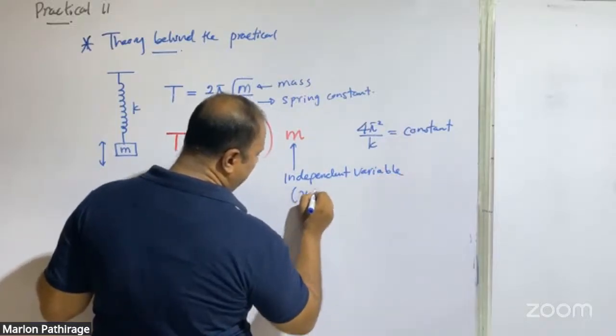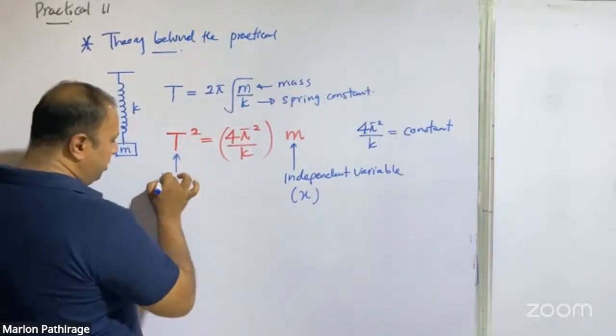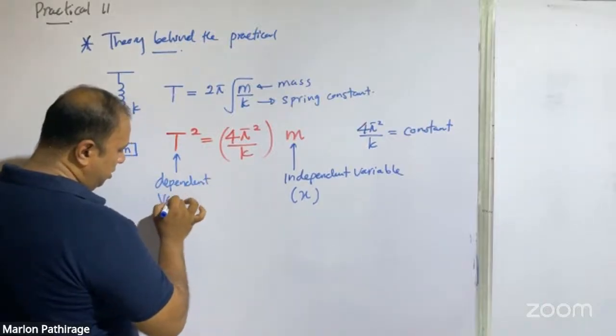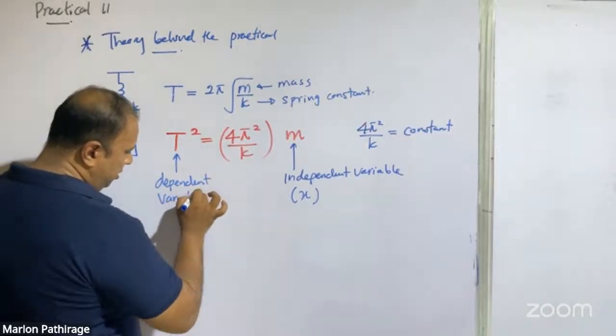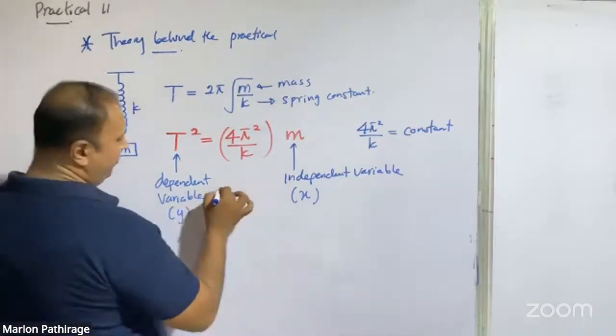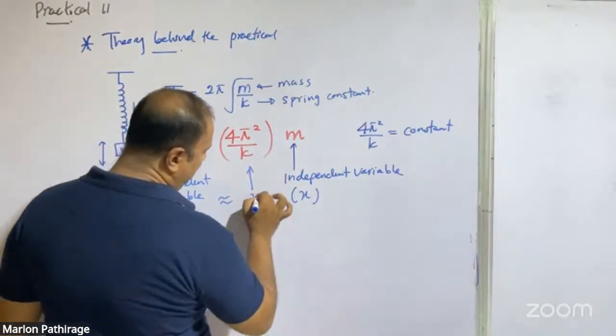Therefore, we can put it as x. So this is the dependent variable. Therefore, we can represent it in the y-axis, and this is the variable.